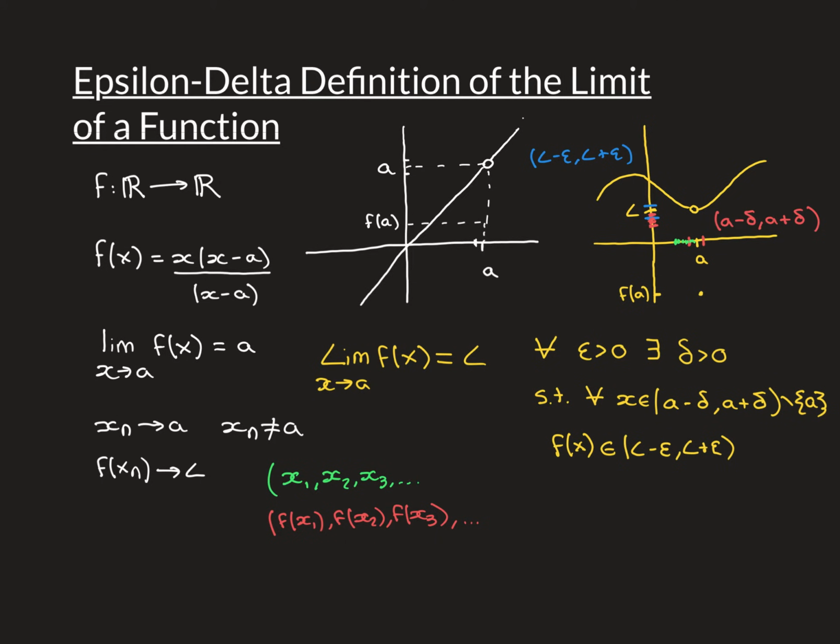If we have a sequence xn that converges to a, where the terms of the sequence are not allowed to equal a itself, then the image sequence f of xn will converge to the limit L, which is the limit of the function as x approaches a. And what we want to show is how this definition of this implies that this is going to be true. And it's important that we have this bit here, and I'm just going to talk about that again.